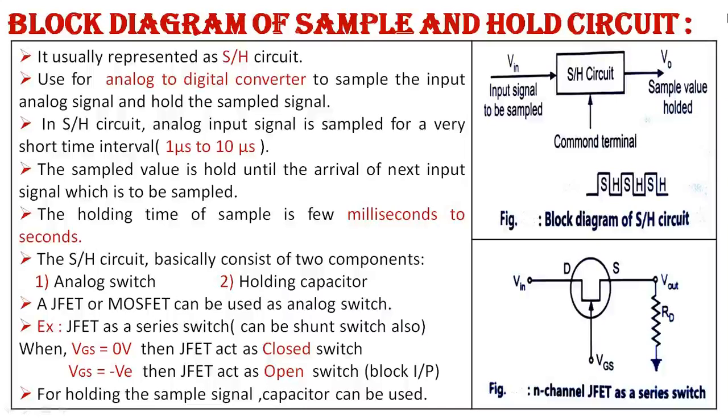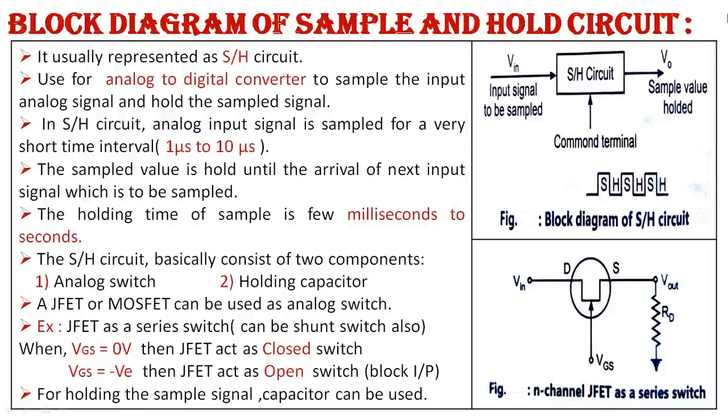In the S/H circuit, the analog input signal is sampled for a very short time interval, 1 microsecond to 10 microseconds. The sampled value is held until the arrival of the next input signal, which is to be sampled. The holding time of the sample is a few milliseconds to a second. The sample and hold circuit basically consists of two components. The first one is an analog switch and the second is the holding capacitor.